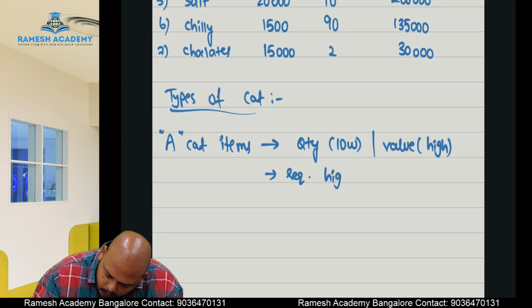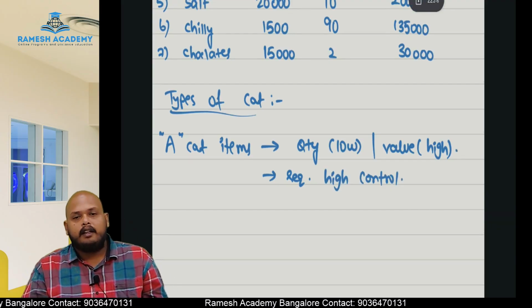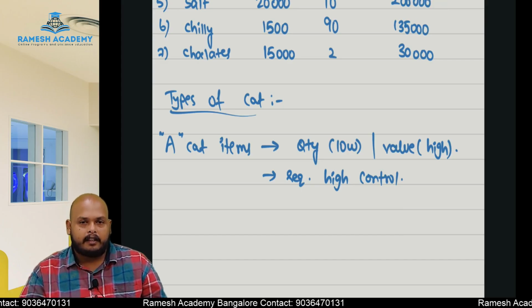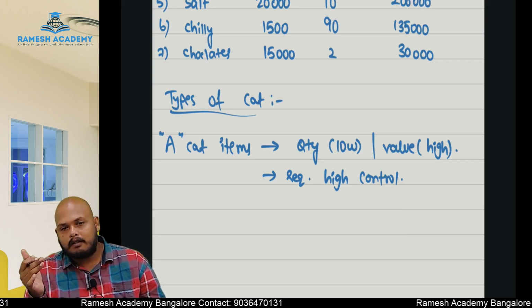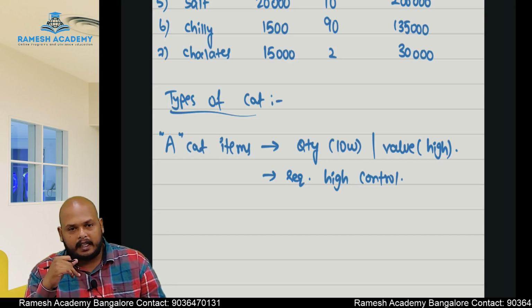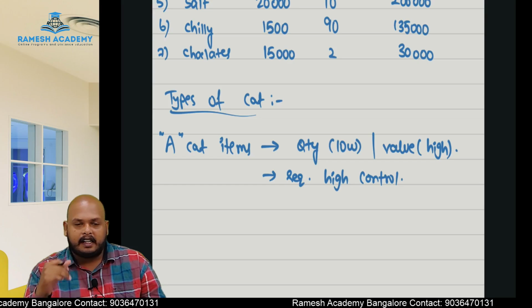Requires high control. Generally, the items which are covered under A category, the quantity will be what? Very low quantity, but the value of those items will be very high. So any item which is covered under A category requires high control.